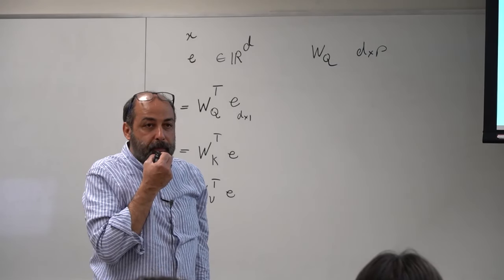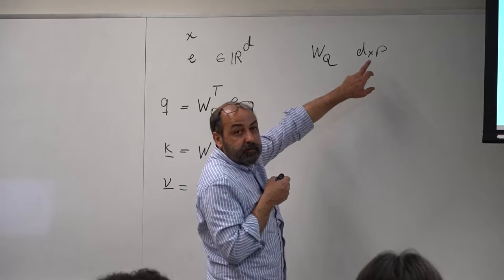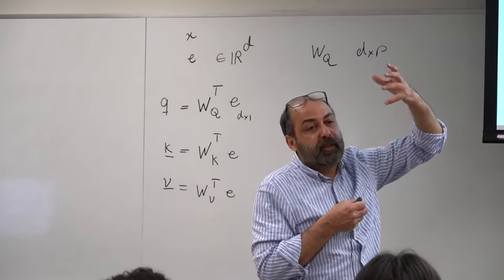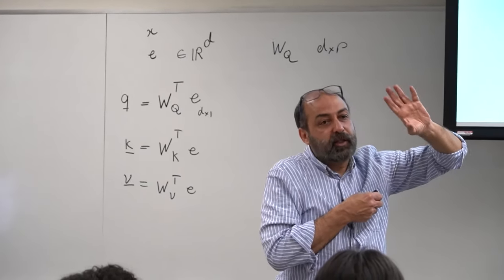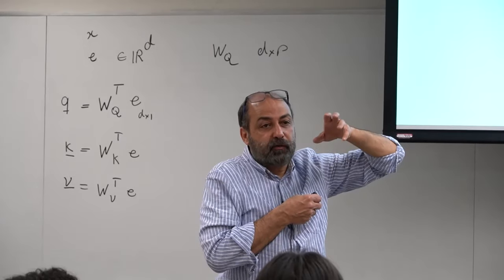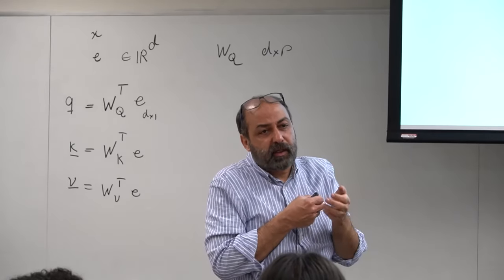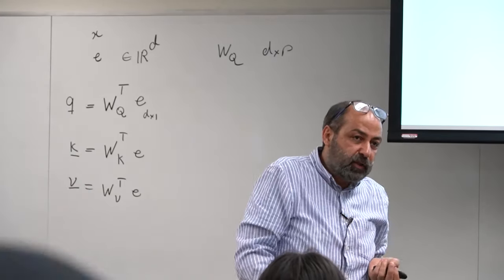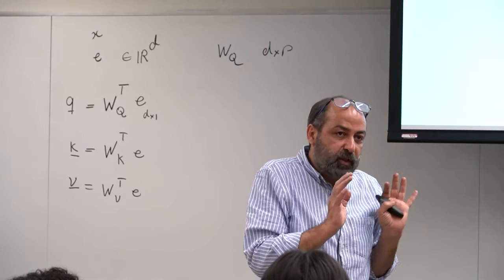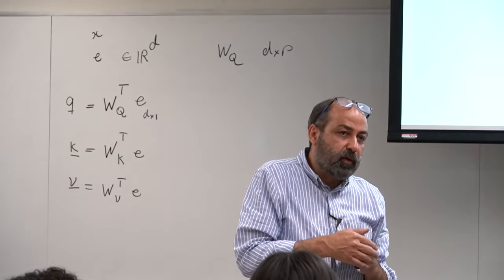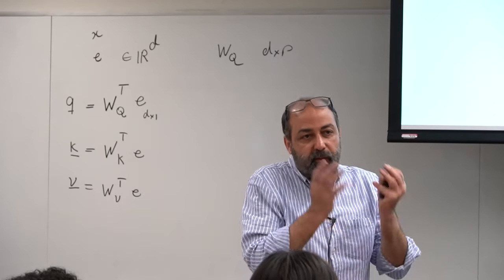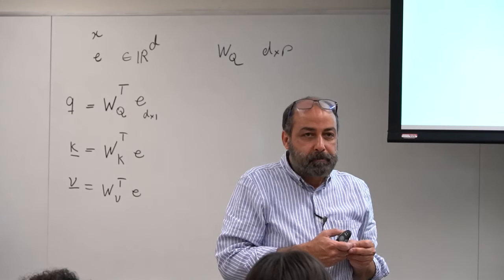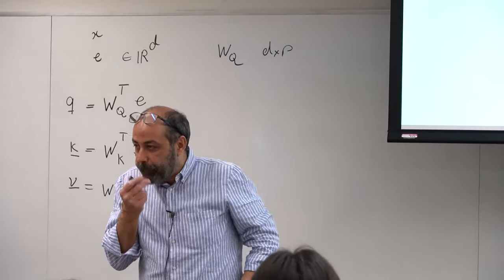What does d by p represent? It's just the dimension of the matrix. So suppose that your word embedding is in d-dimensional space, to be completely general, and your representation of queries and keys are in p-dimensional space. You may decide that p and d are the same, that all of them are in the same dimensional space. But to be completely general, let's assume that they're different. We want to choose p to be, say, smaller than d. It's just the dimensionality of this space.